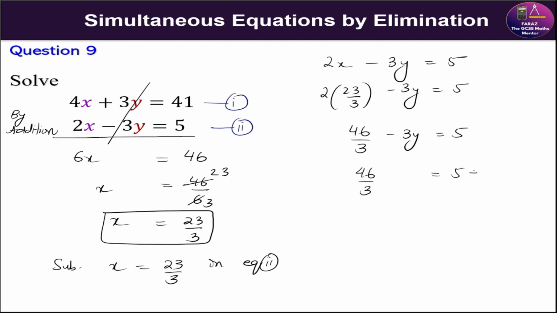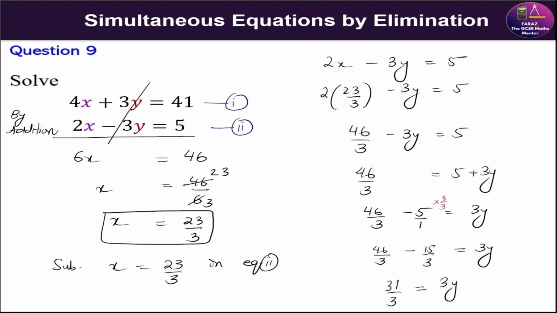It will look like this, and therefore to separate y on one side we have to subtract 5 on both sides. So it becomes 46 over 3 minus 5 equals 3y. There is 1 in the denominator of 5, and you have to multiply it by 3 over 3 to make the denominator the same. It will give you 46 over 3 minus 15 over 3 equals 3y. And now 46 minus 15 is 31 over 3 equals 3y.